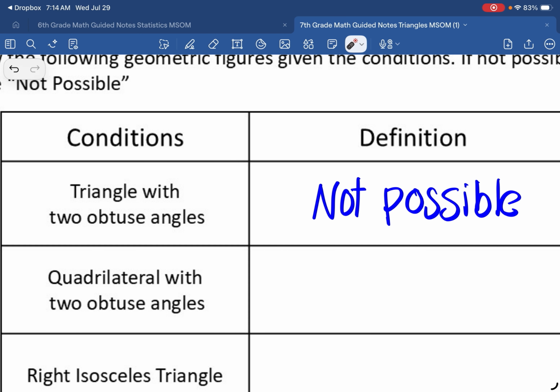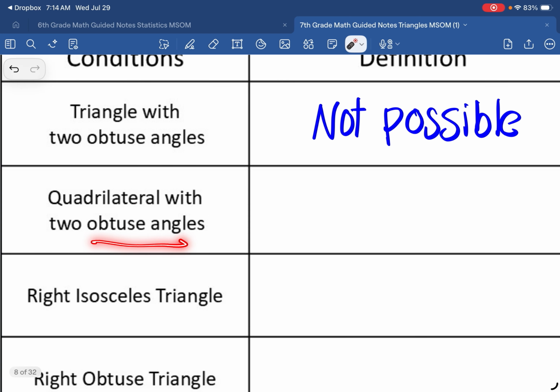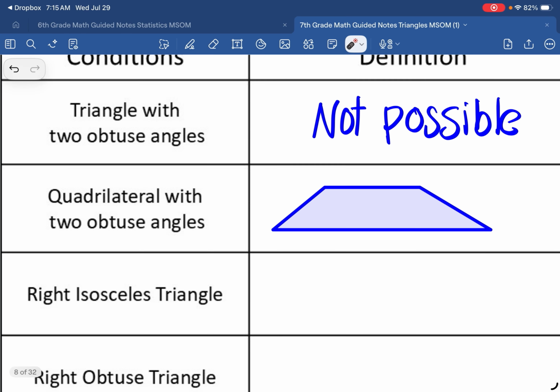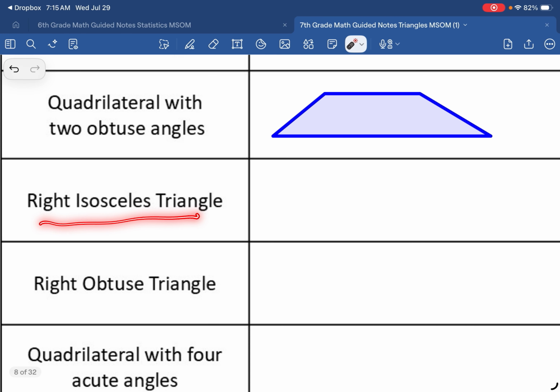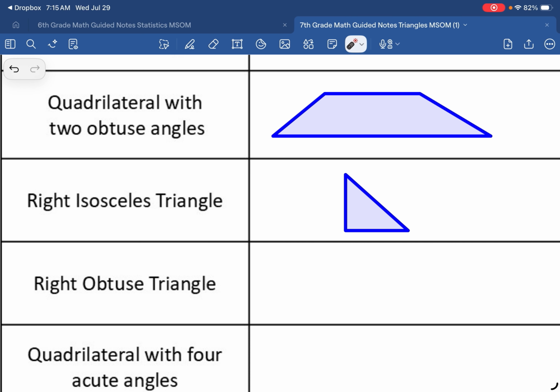Now try a quadrilateral, which means a shape with 4 sides with 2 obtuse angles. Hit pause and try that now. This is an example of a quadrilateral with 2 obtuse angles. There's one right there and one right there, and this has 4 sides. Now I want you to try a right isosceles triangle. Hit pause and try drawing a right isosceles triangle. A right isosceles triangle is possible. Remember, a right triangle has a right angle, and isosceles means that 2 lines are the same length.